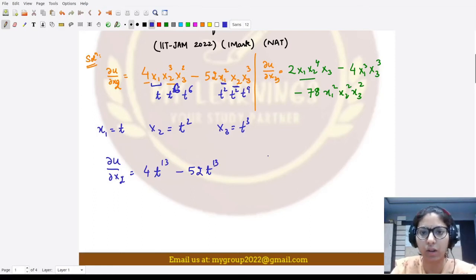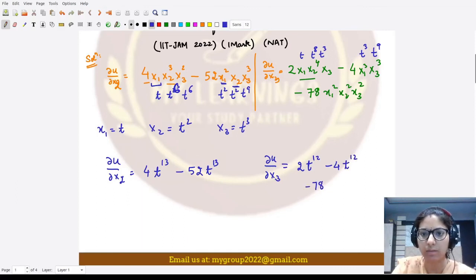And for this term, del u by del x3, when we substitute t here and t square here, t square raised to power 4, that would be 8, and t cube is x3, that is t cube only. So 8 plus 3 plus 1, how much is that? That is 12. So we have the power 12 here, 2 t to the power 12. For the next term, x1, that is t only, so t cube here. X3, that is t cube, so t cube raised to power 3, that is t to the power 9. So we have again the power as 12 here, and the last term minus 78.